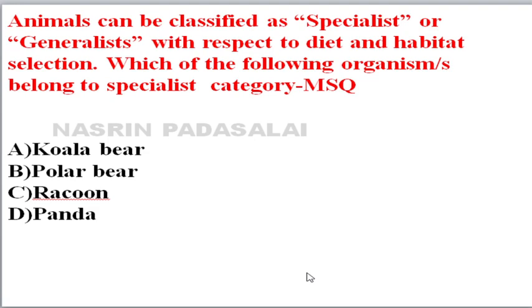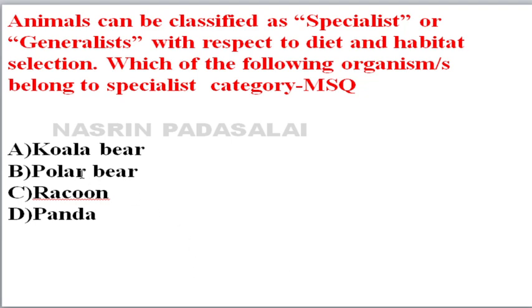Next thing, animals can be classified into two divisions. One is specialist and another one is generalist. Specialists generally have a narrow habitat, whereas generalist species will have a wide variety of environments. You can find the generalist species anywhere: forest, mountains, cities, and desert.